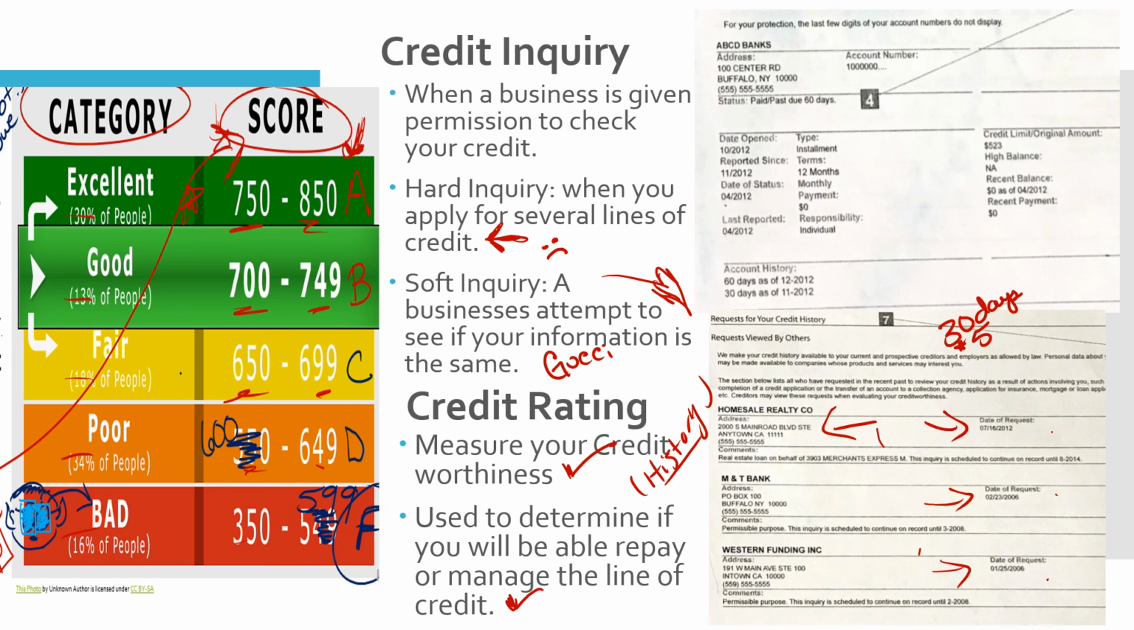When the business is given permission to check your account, it's called an inquiry. You're basically telling them, yes, I would like to apply for this. Please check my credit and let me know if you'll take me. So that's essentially what it is.